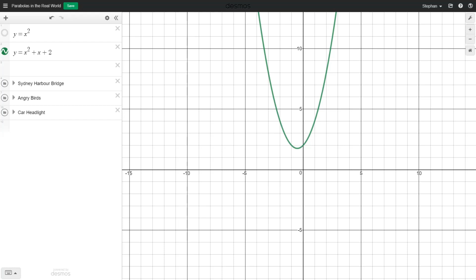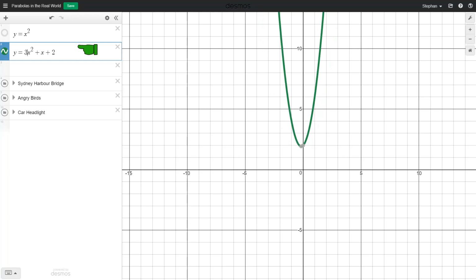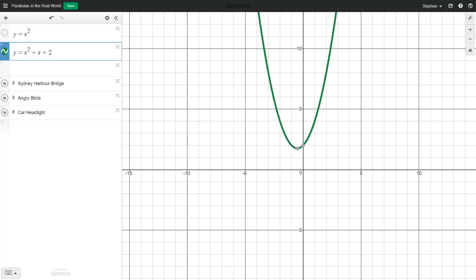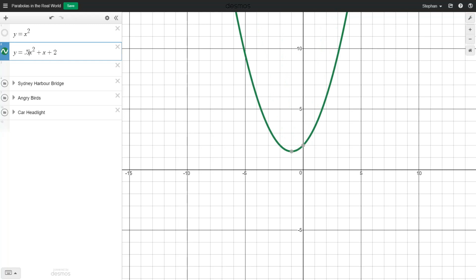For example, if I take this x squared plus x plus 2 and I put a number in front of the x squared term, like a 3, you can see it has an immediate effect on the shape of the parabola. You can see it's made it thinner. Or if I choose a number smaller than 1, say 0.5, it makes it wider.